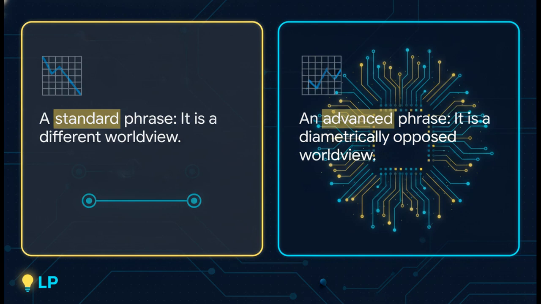Let's look at this transformation in practice. Take the standard phrase, "it is a different worldview." Now, that gets the basic point across, sure, but it lacks depth. It's flat. But look at the advanced collocation. It is a diametrically opposed worldview. Fun fact, admissions officers and academic reviewers actually consistently flag this specific type of precision as the hallmark of top-tier academic writing. Notice how we haven't just padded this sentence with dead length here. We've taken a flat concept and wired in authentic analytical weight.